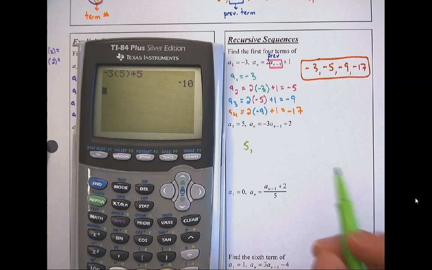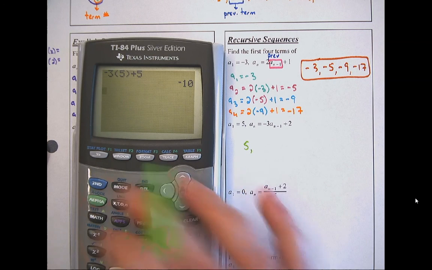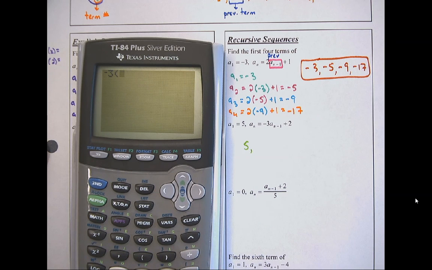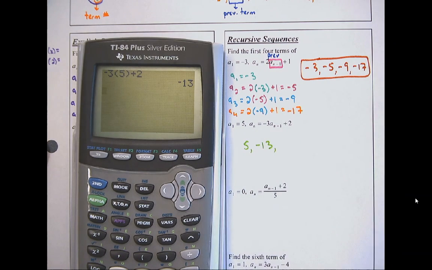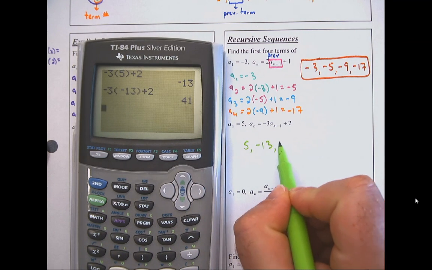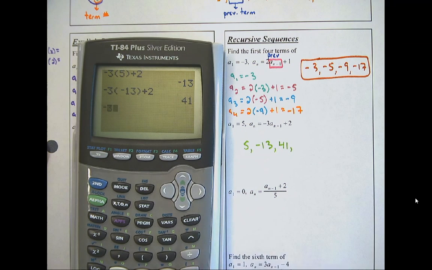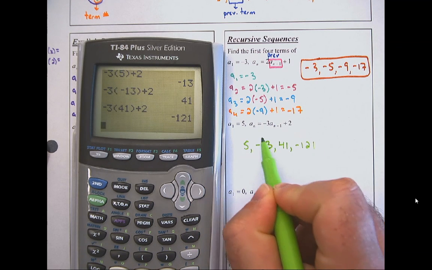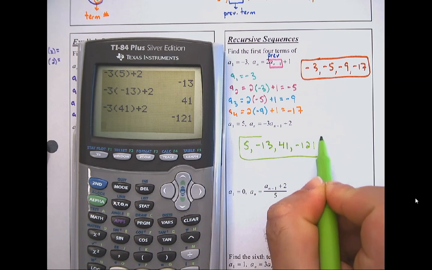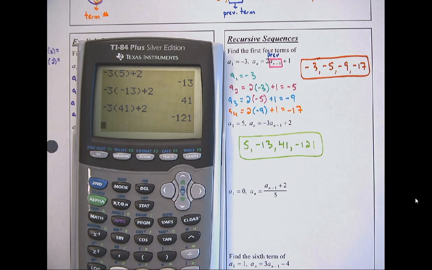So my next term would be, oops, where did I mess up? Oh, I wrote plus 5. Negative 3 times the previous term, which was 5, plus 2, which would be negative 13. My next term would be negative 3 times my new answer, which is negative 13, plus 2, so that would be positive 41. Then negative 3 times my previous term, which was 41, plus 2, which is negative 121. What do you think?